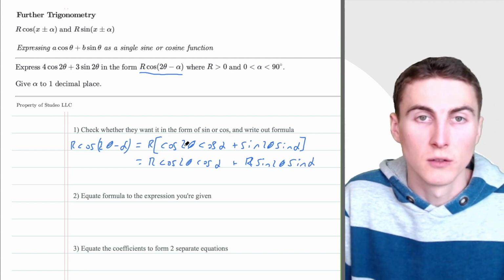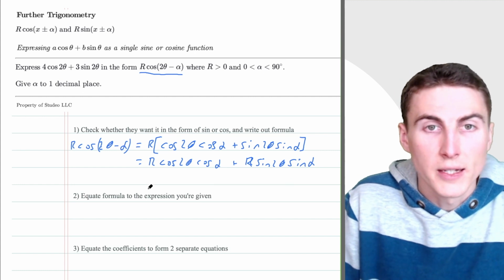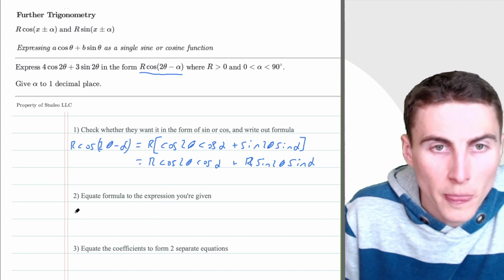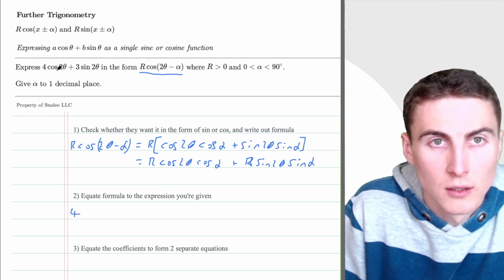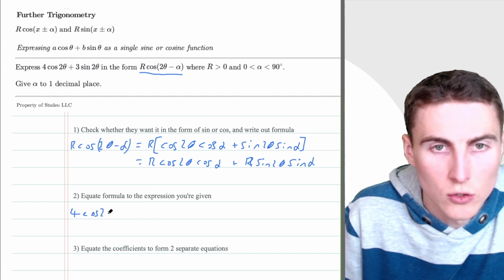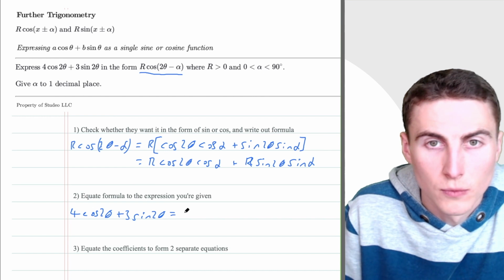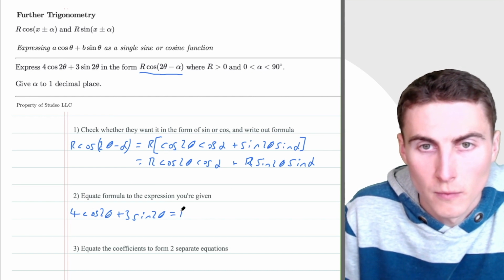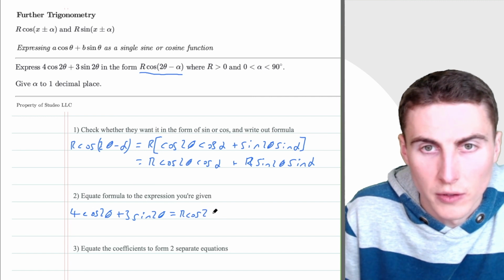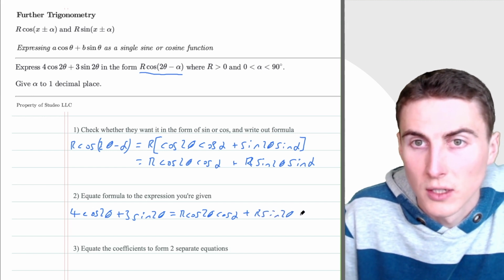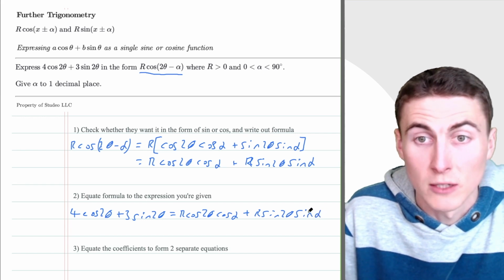Okay, so all we've done so far is use a formula to write this. Now we're going to equate the formula that we just worked out to the expression that we were given. So what I mean by that is we're going to take the 4 cosine 2 theta plus the 3 sine 2 theta, and make that equal to all of this formula here. So a lot of writing in these questions, so loads of steps. Basically, that's what we've got.